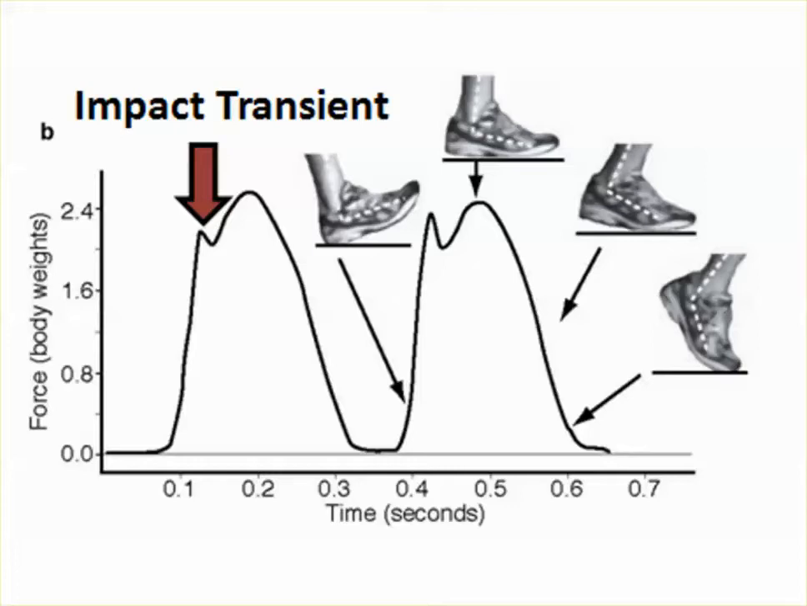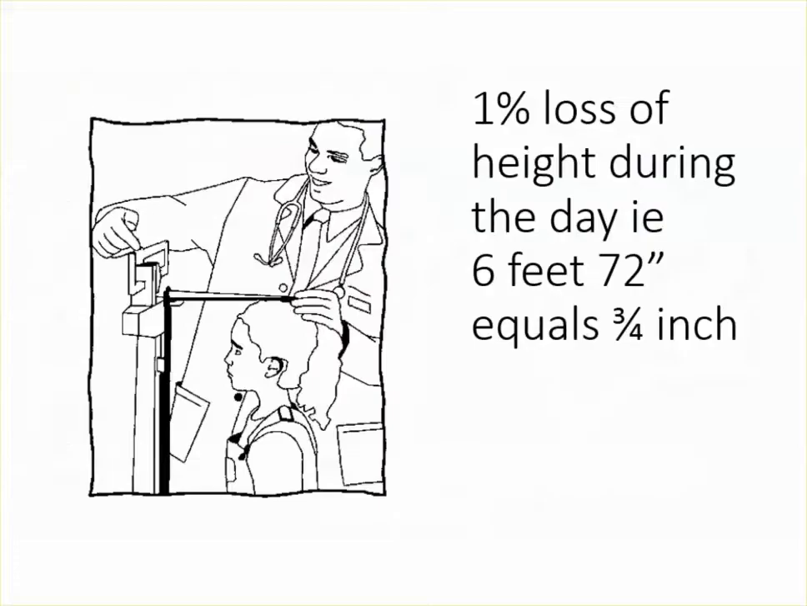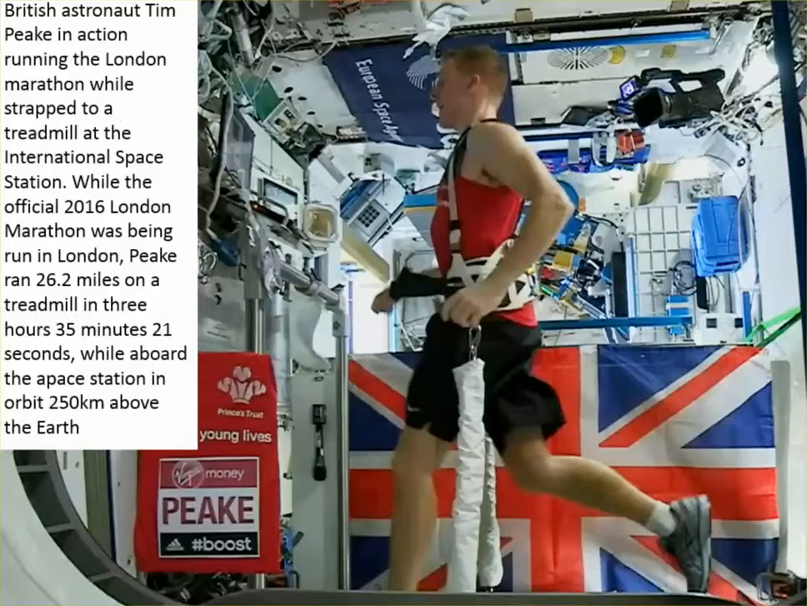So I always thought, if gravity causes a lot of problems with discs, what happens with astronauts? I know this is a little bit of a side, but I've always been curious about this. This is just an interesting fact I found, that this British astronaut, Tim Peake, ran a marathon in space during the London Marathon in 2016. He ran 26 miles on the treadmill in like 3.5 hours.